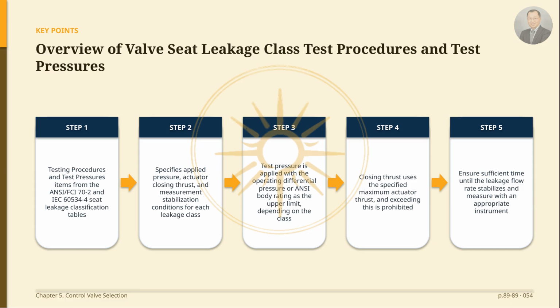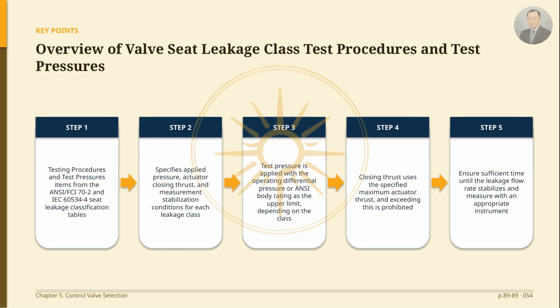Now I will introduce the testing procedures and test pressures used to determine the valve seat leakage class. This is part of the seat leakage classification table according to ANSI/FCI 70-2 and IEC 60534-4, and this section explains the testing procedures and test pressure columns located on the right side of the table. It specifies what pressure is applied to the valve inlet for each leakage class, how the closing thrust provided by the actuator is applied, and how the leakage flow is stabilized and measured.